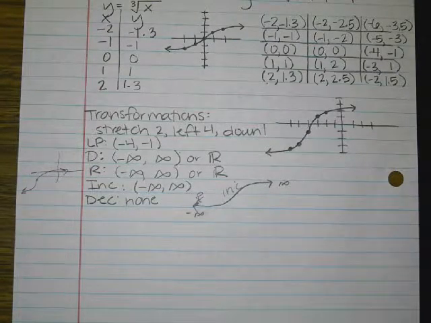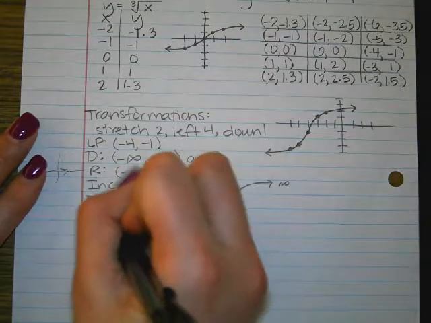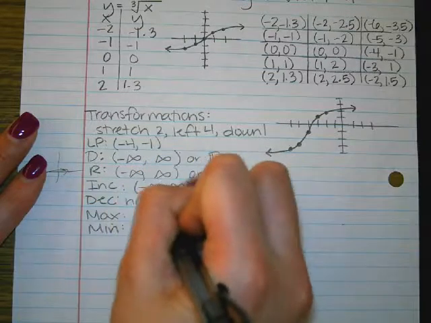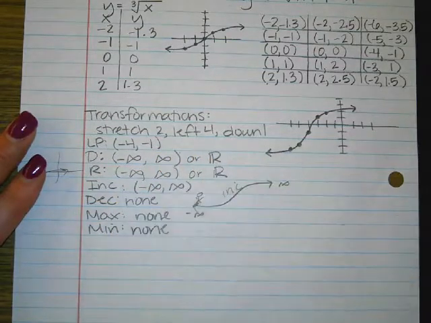What about for max and min? If we look for those, are we going to find any? No. Nope. We got no mountaintops and no valleys, so no max, no min.